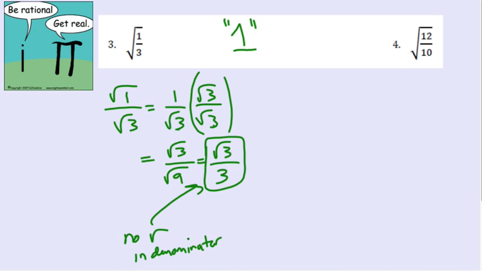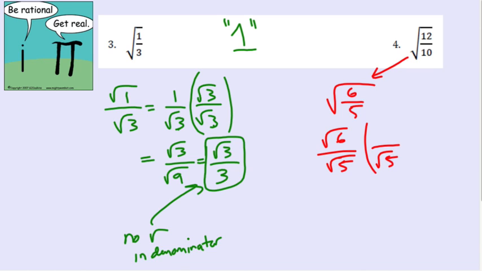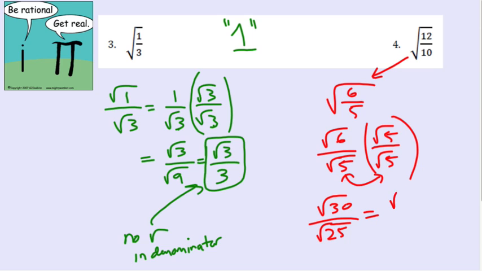Number 4. Hey, look, I can simplify that. I can divide both the top and bottom by 2. So I get square root of 6 over 5, which breaks up to square root of 6 over square root of 5. Square root of 6 I can't do a whole lot with, but square root of 5 I've got to handle. So I multiply both the top and bottom by that. Square root of 5 times square root of 5 is going to be the square root of 25, which is just 5, and the top is square root of 30. So it's square root of 30 over 5. My rationalized answer.